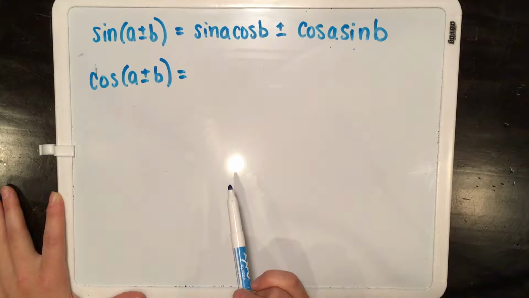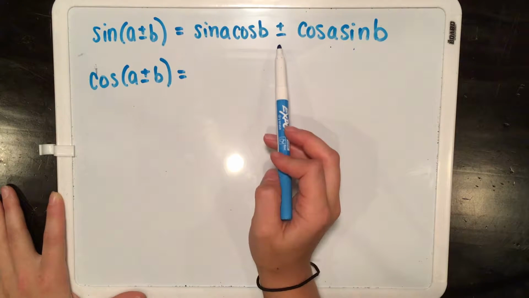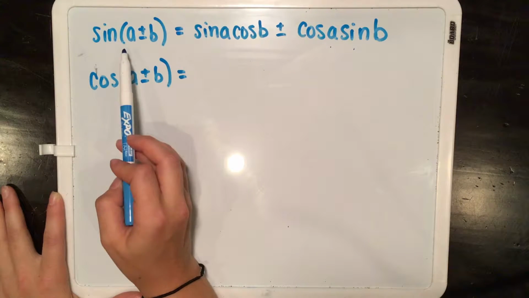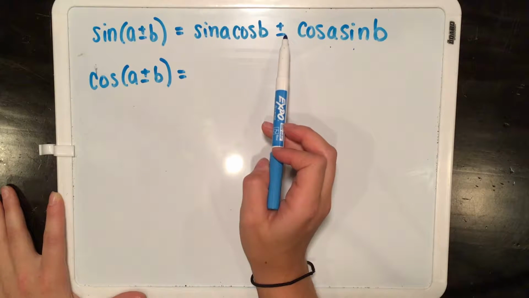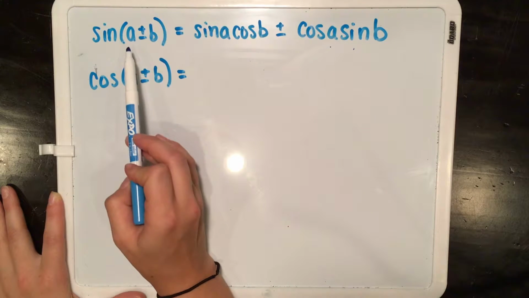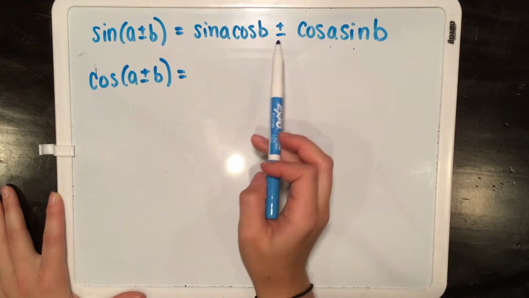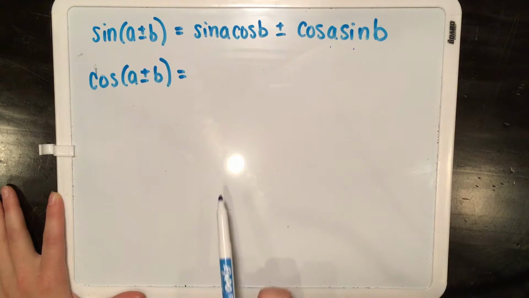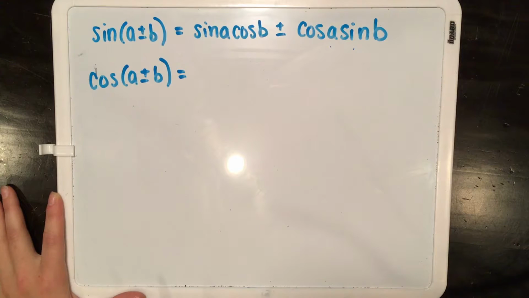They don't change. Notice that this plus or minus here is the same plus or minus here. So if this is sine of A plus B, then there will be a plus sign in between these two terms. And if this is the sine of A minus B, then this will be a minus sign. So the sign is exactly the same. You can think same sign because they both start with S.